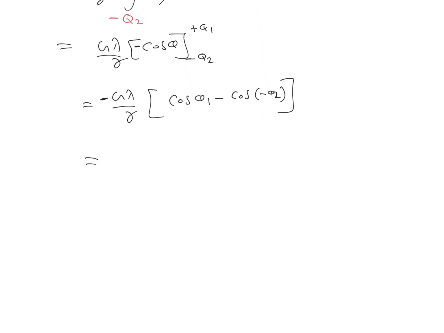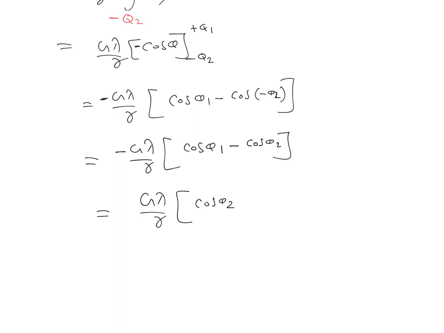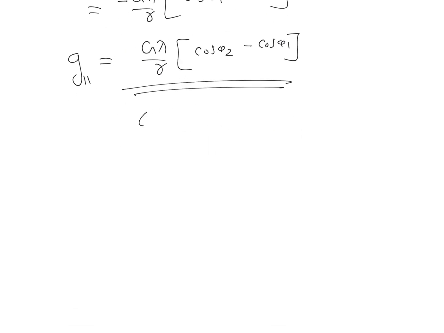So we know that cos of minus theta is nothing but plus cos theta, so this can be written as minus of G lambda divided by r into cos theta 1 minus cos theta 2. Now if you multiply with the negative sign, we can write this as G lambda by r into cos theta 2 minus cos theta 1, which will be the value of the gravitational field parallel to the rod. Now here also for an infinitely long rod, same as in the previous case, theta 1 is equal to theta 2 is equal to 90. So the value of the G parallel component will be equal to 0 because cos 90 is equal to 0.